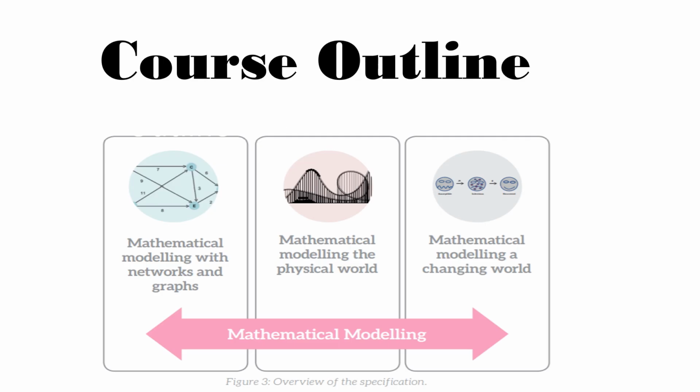So before we start talking about the actual project itself, we need to understand a little bit more about that idea of modelling. So our applied maths course is broken into 4 sections. We have mathematical modelling with networks and graphs, mathematical modelling with the physical world, and mathematical modelling a changing world. So all of these, you can see by their descriptions, have mathematical modelling involved. So the idea is that this project will help us to link together all elements.